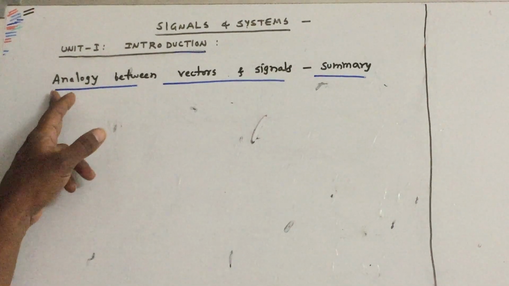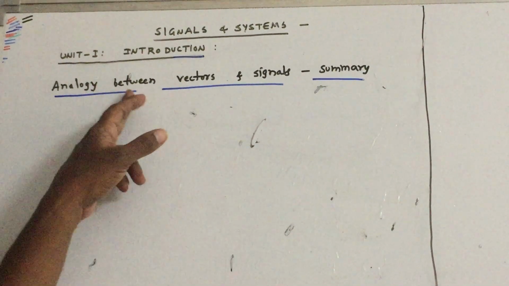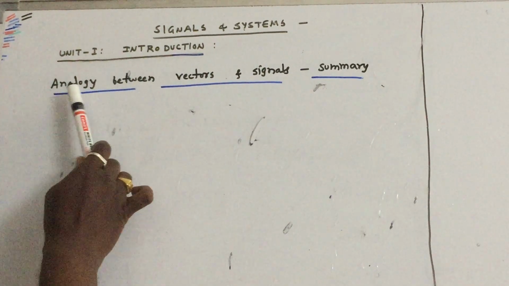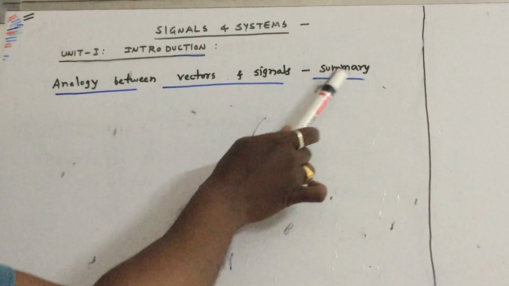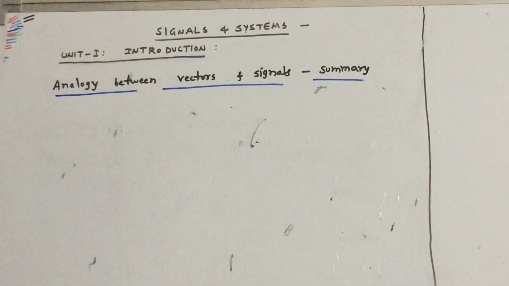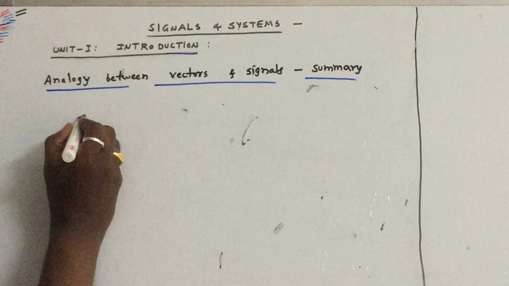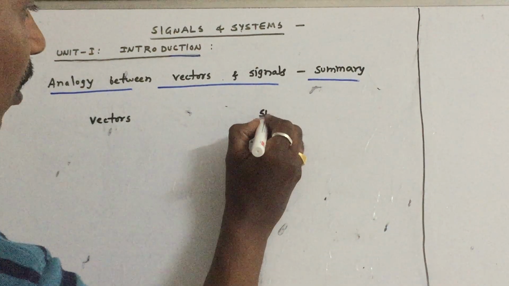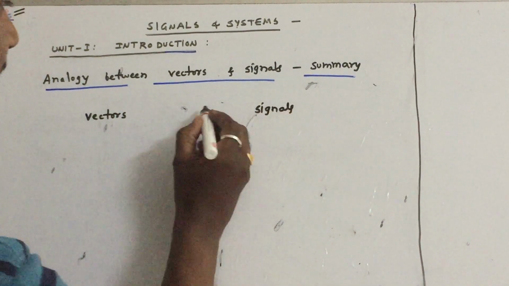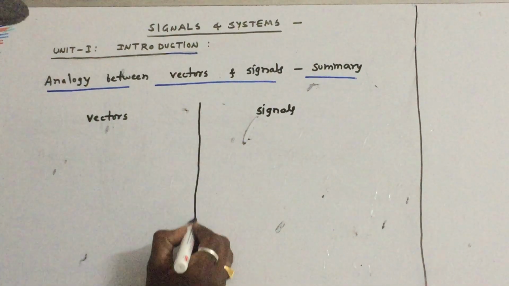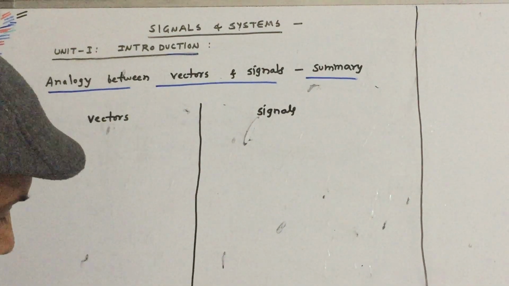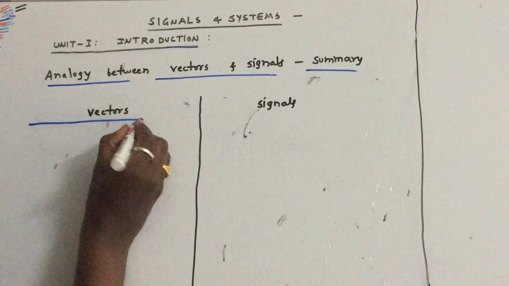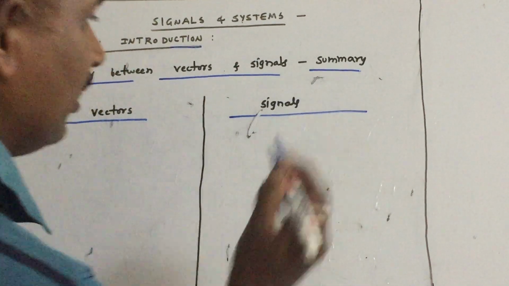Hi, in this session we will discuss the analogy between vectors and signals. The complete analogy between vectors and signals we will summarize in this session. So let us take two columns, vectors and signals, so that from this discussion you clearly understand what is the analogy between vectors and signals.